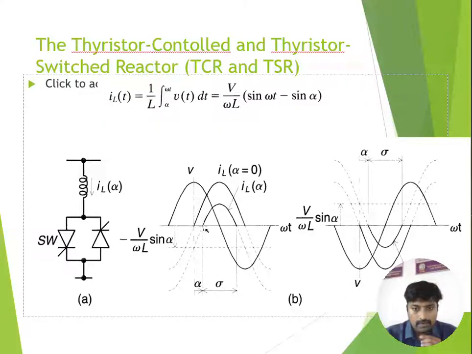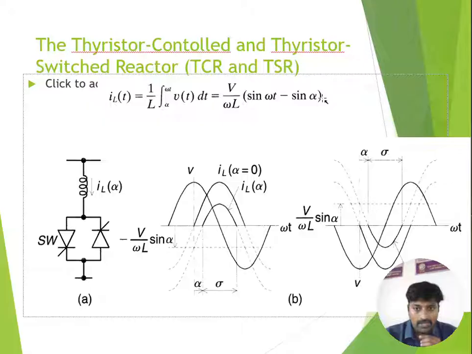If you increase the alpha value, automatically the magnitude also reduces. The same waveform is represented in the negative circuit. Here is the negative representation of voltage. After 90 degrees lagging, current is started. If alpha increases, the magnitude reduces because IL of t is simply V by omega L into sine omega t minus sine alpha. If the alpha value is 0, IL is maximum.